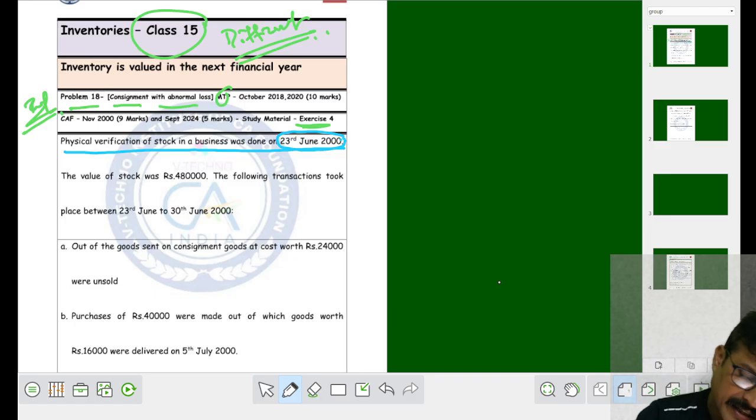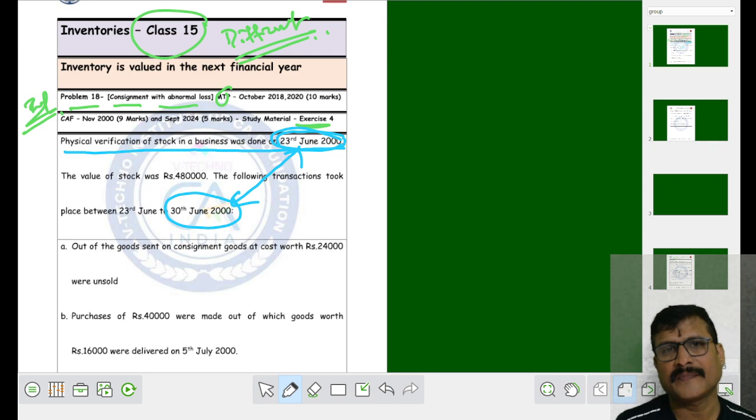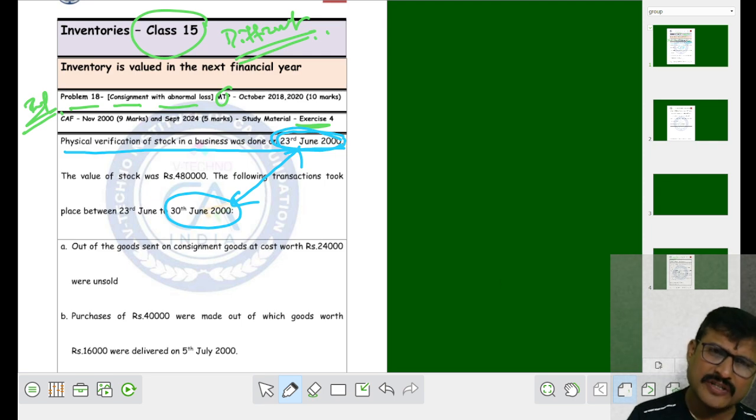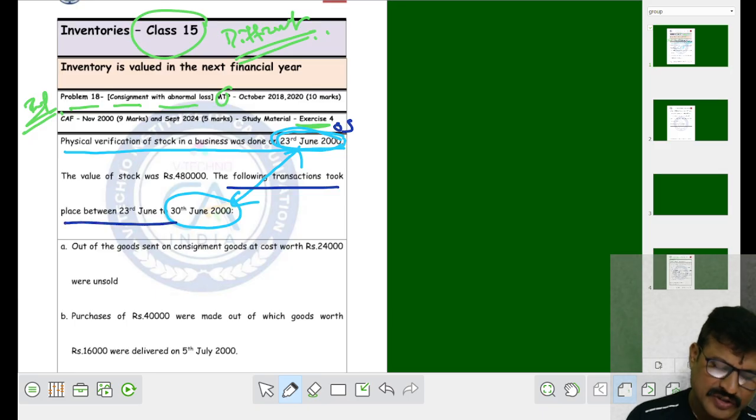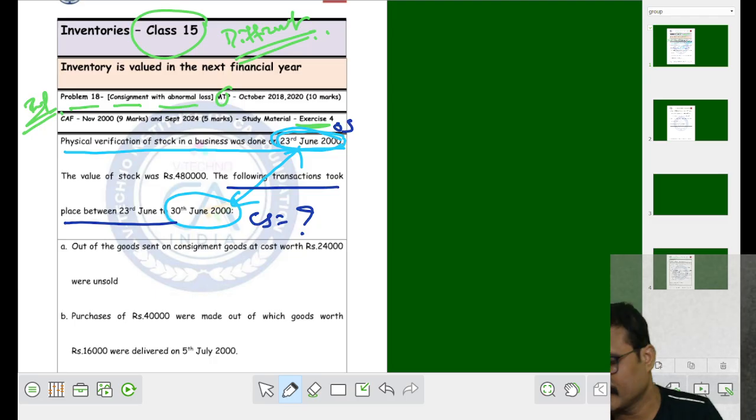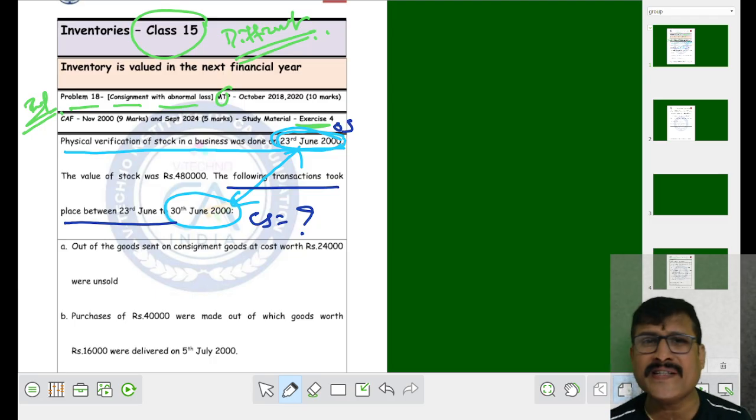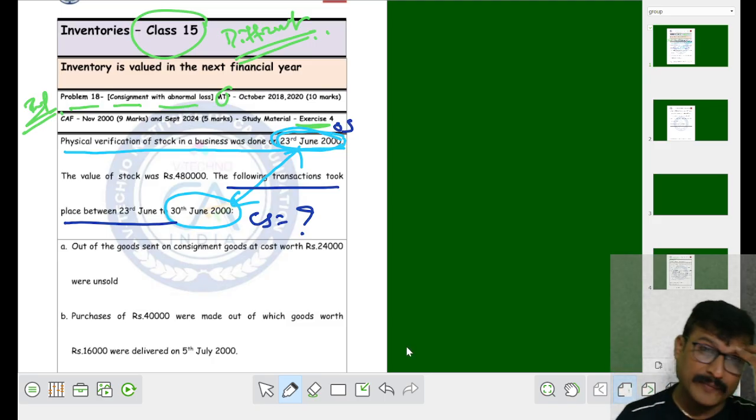When the dates are different, see here we have 23rd June, here we have 30th June. The dates are different. Then is it a physical stock or a book stock? When the stock is given on 23rd June, this is your opening stock. You are asked to ascertain the stock on 30th June. It is your closing stock. Did you understand, my dear students? Fine. Shall we move on?